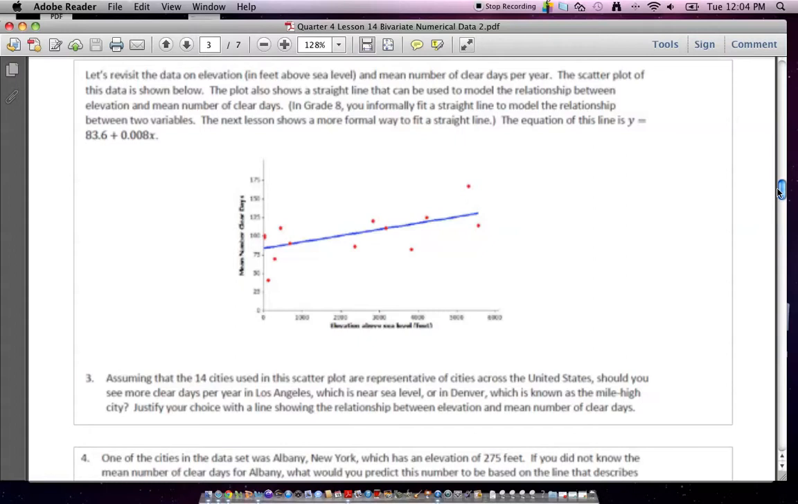And it's really easy. The calculator does all the work. It's the same thing as doing a box plot or doing the standard deviation. Remember how we enter the data and the calculator takes care of it? Same exact thing here. Assuming that the 14 cities used in the scatter plot are representative of cities across the United States, should you see more clear days per year in Los Angeles, which is near sea level, or in Denver, which is the mile high? Now, keep in mind, sea level has an elevation of 0. That would be down here. And a mile high would be up around 5,000, which is in this region here. So more clear days by the sea level or more clear days at a very high elevation?